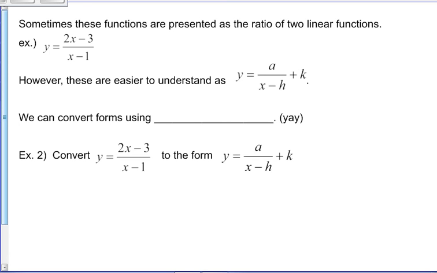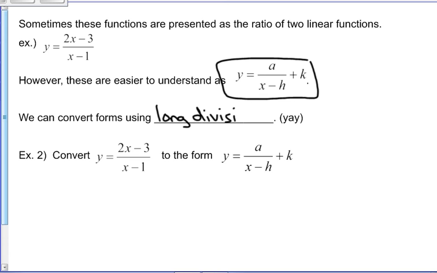Sometimes we get these functions that are fairly easy to deal with, presented in a different way. We might have them as the ratio of two linear functions like this, (2x - 3) over (x - 1). If you put it into a graphing calculator, it doesn't care about the format. But for us to analyze, we want it in that format, where it's got a whole number and then a fraction. And we can get to that form using long division. Now, if you don't feel that this is a yay moment, that's okay. Maybe it's yay, maybe it's not.